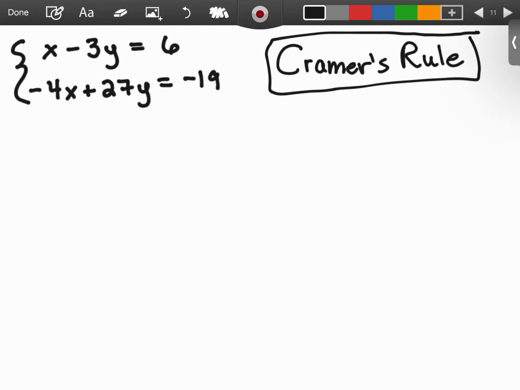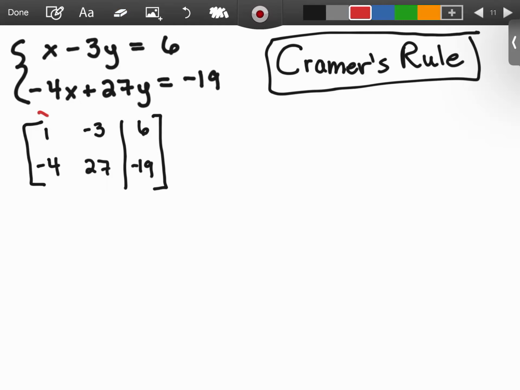All right, so let's just go through an example here. I think that's the easiest way to learn this. First, let's write this as an augmented matrix, which we've dealt with before already. So we're just going to write the coefficients in front of x and y and the solutions. So the coefficient on x is 1, coefficient on y is -3, and then the solution would be 6. I'm just going to make a line indicating everything after this is the solutions. Next row would be -4, 27, -19.